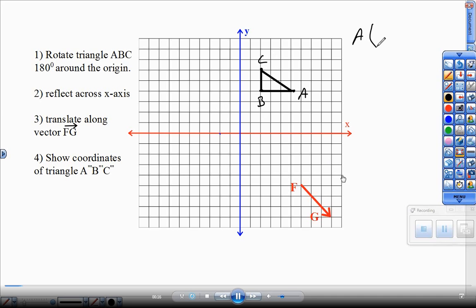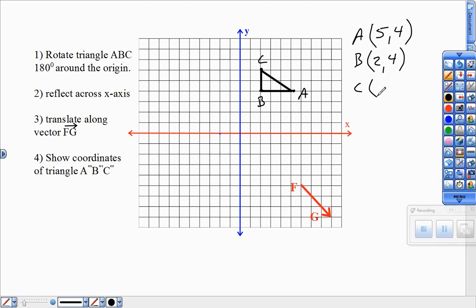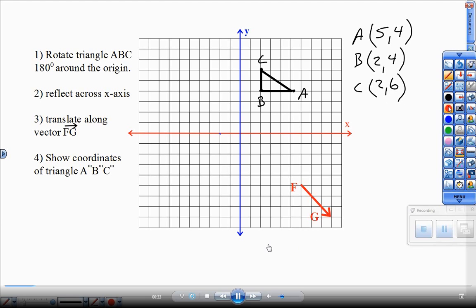So A is the point 5, 4. B is the point 2, 4. And C is the point 2, 6, I believe. Alright, if I do a 180-degree rotation, that's going to rotate down to here. Both points will be negative. So this will be -5, -4, -2, -4, -2, -6.